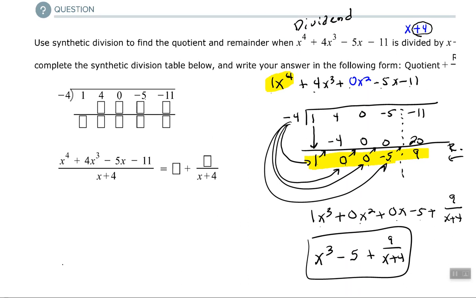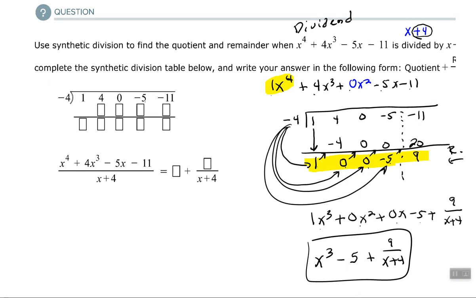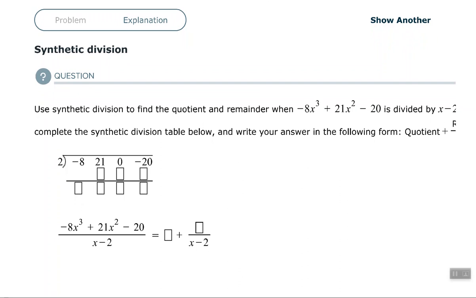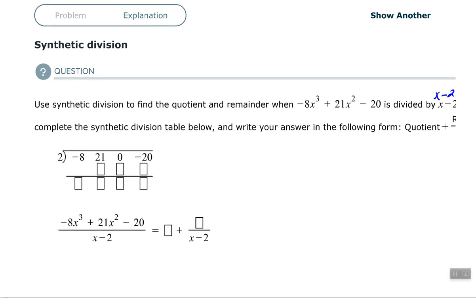Okay, so we're going to look at a couple more examples so we can get this pattern down. All right, so this one we have negative 8x to the third plus 21x squared minus 20 divided by x minus 2. So again, we have a missing term because we start with 8x to the third, and we have x squared, but we don't have x to the first power. So let's rewrite that to include the missing term.